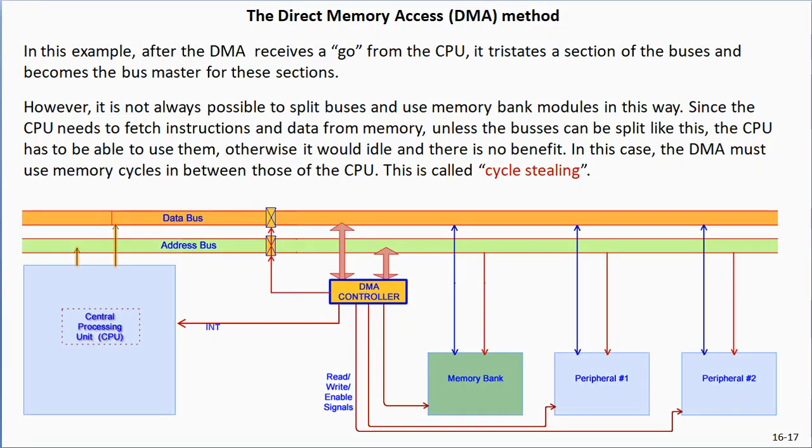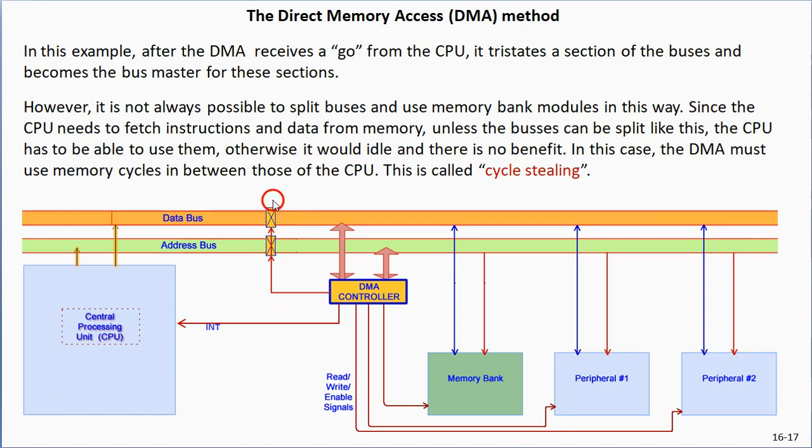In this example, after the DMA controller receives a go from the CPU, that is, once it's issued an I/O to an address that it understands and which is to be interpreted as "okay, now go do what I told you to do," then once it receives the go from the CPU, it tri-states a section of the buses and becomes the bus master for these sections.